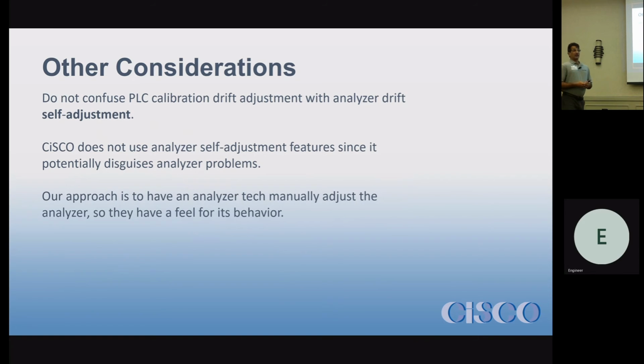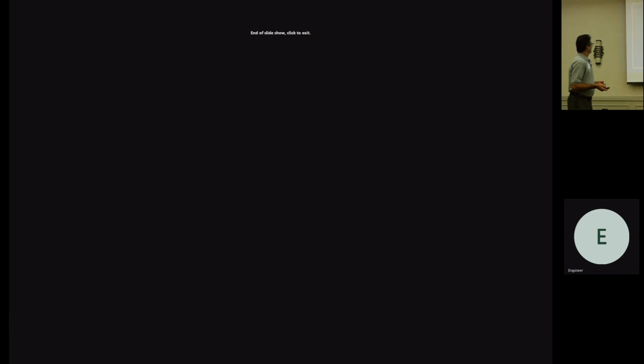it's better to adjust the analyzer manually. Bottom line here is you want your technicians to know how the analyzer is behaving, how often it needs to be adjusted. That tells you the state of the analyzer. That has nothing to do with the calibration correction that we're doing. It's a soft correction. And that is it.